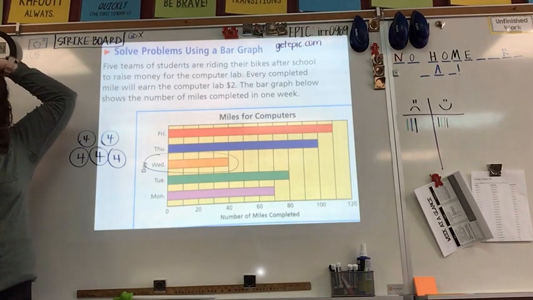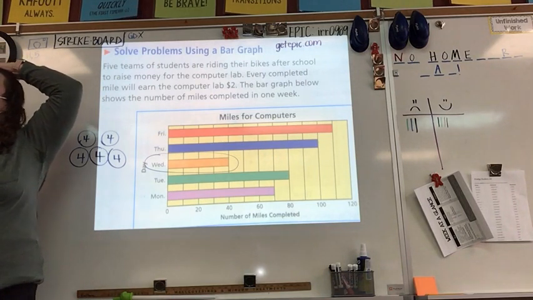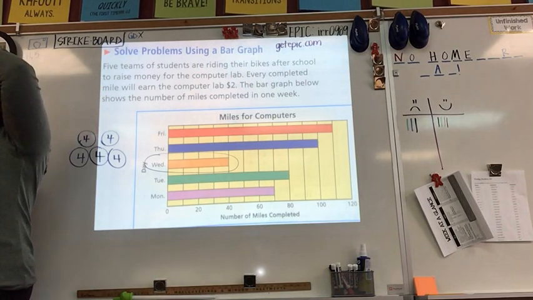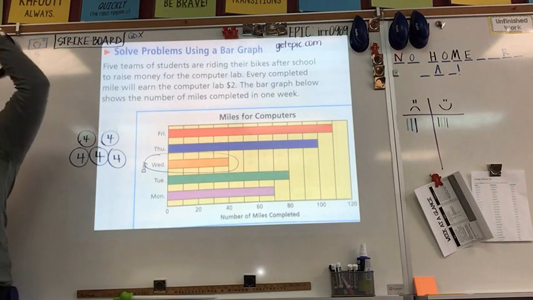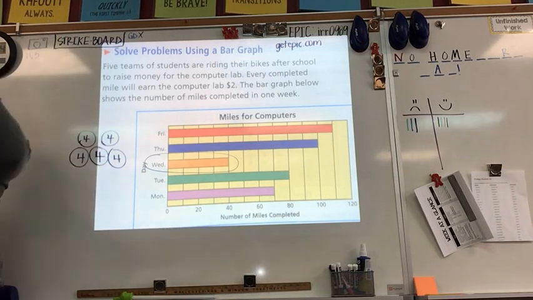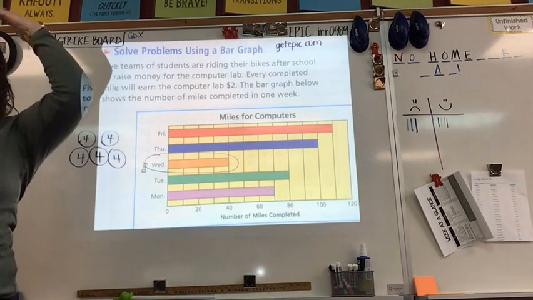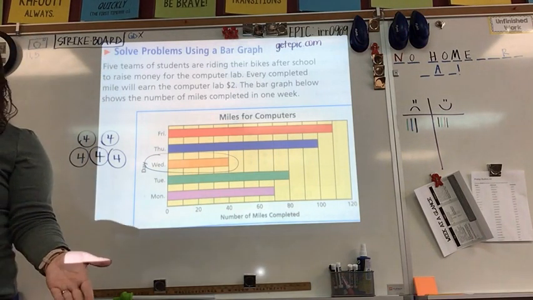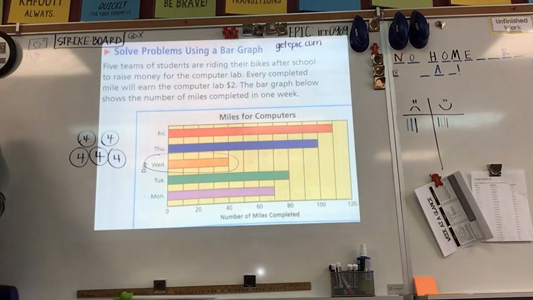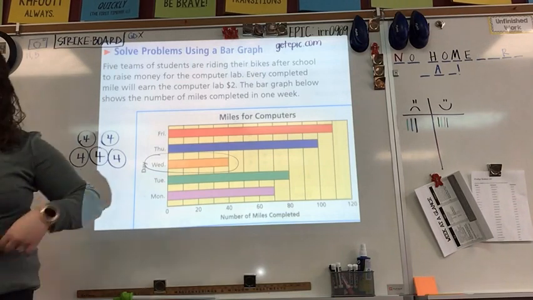There were 40 total miles. If you're counting by 20s, because there's 20 kids, 20, 40. How many count bys did it take? 2. So your answer is 2 miles. Nice work. Erase.